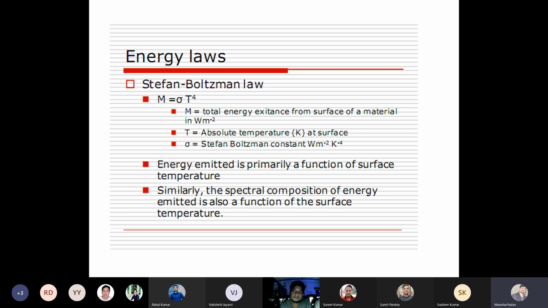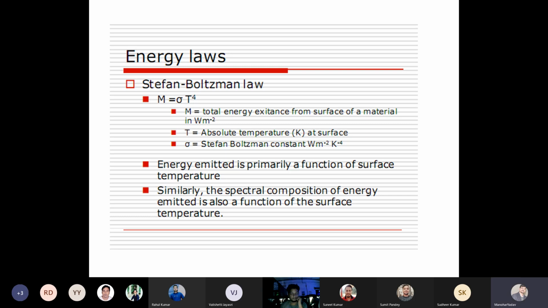It means the radiated energy component in the red band and the radiated energy component in the green band are not the same. So that's why the spectral composition of energy emitted is also a function of surface temperature. And when we talk about the spectral composition, it means that the total energy emitted also varies with respect to wavelength.